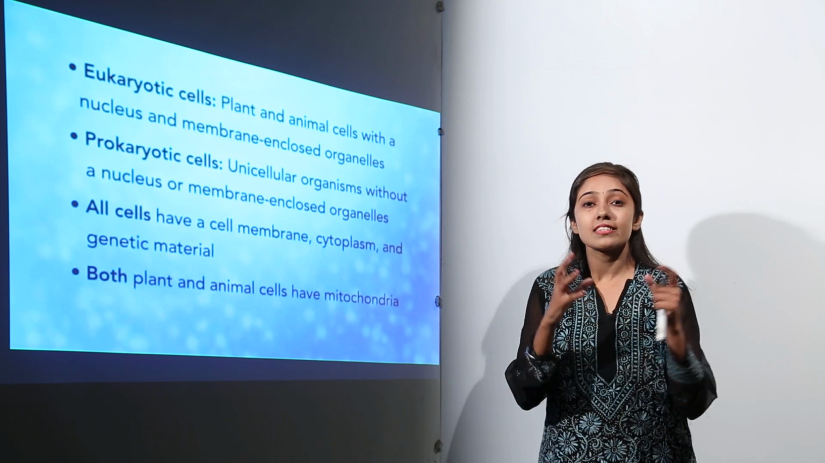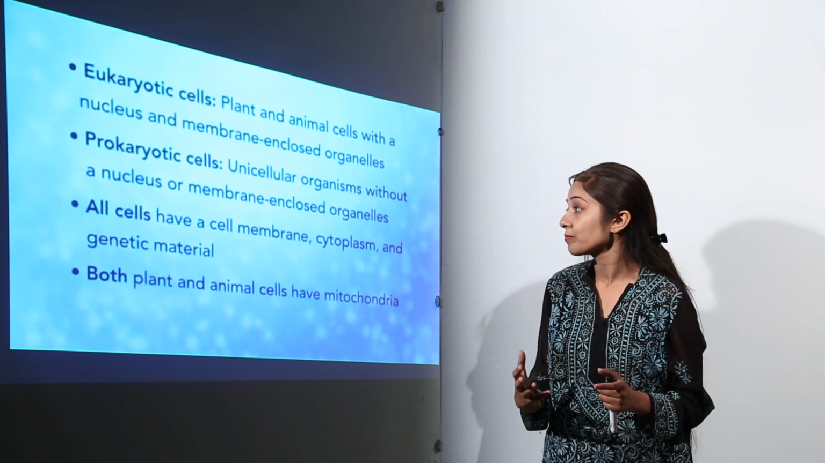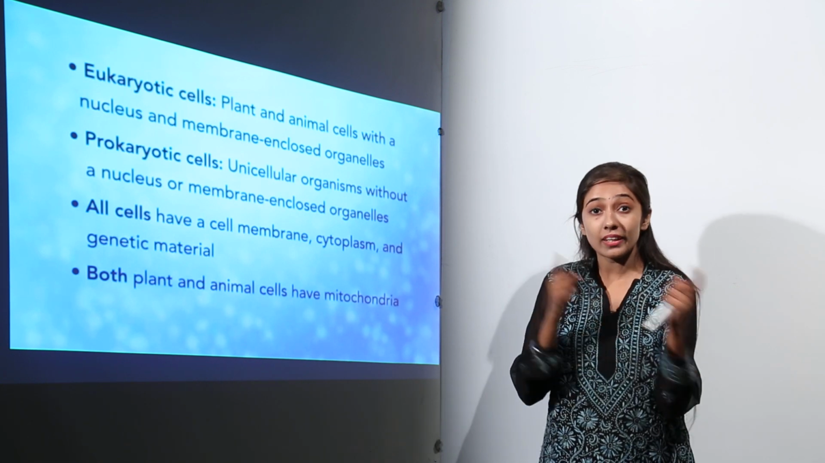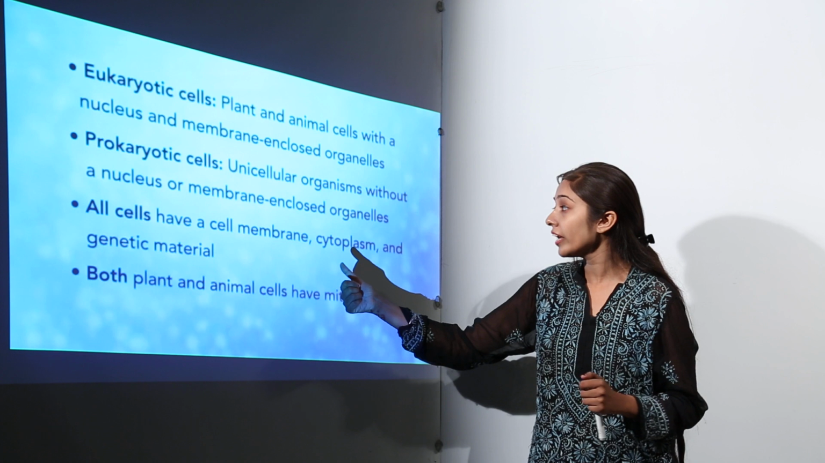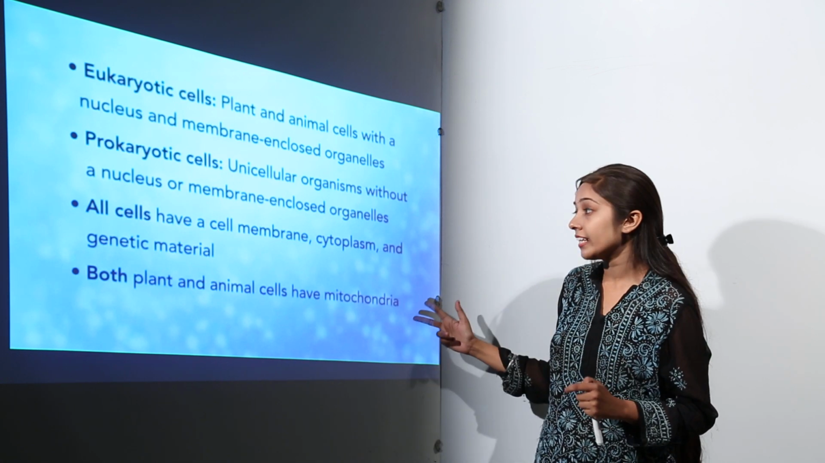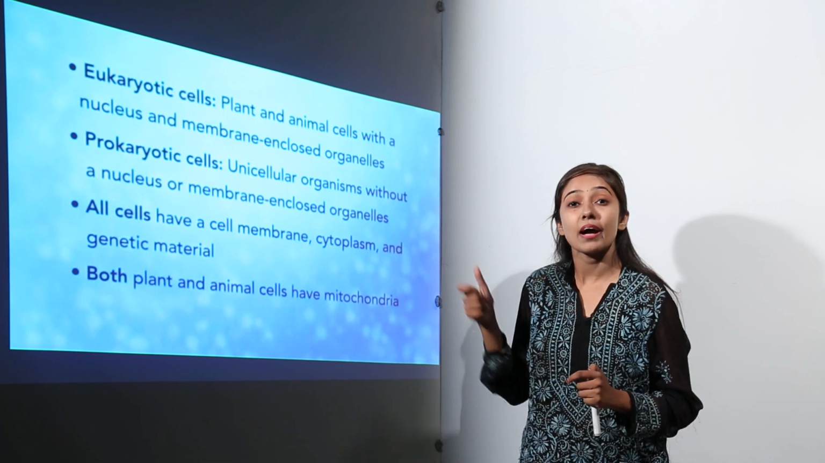If we talk about the difference between plant and animal cells, in plant cells we have a big central vacuole, right, but in animal cells we do not have such a big central vacuole. And all the cells have three things in common that we discussed in the beginning of the video, that is the cell membrane, the cytoplasm and the genetic material in the form of DNA. And we have seen that both plant and animal cells have what? They have mitochondria.